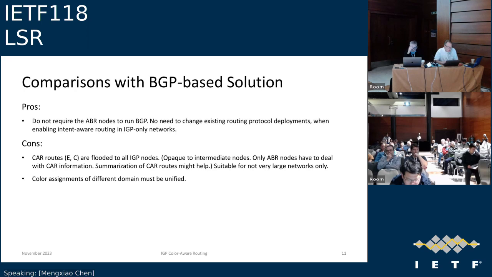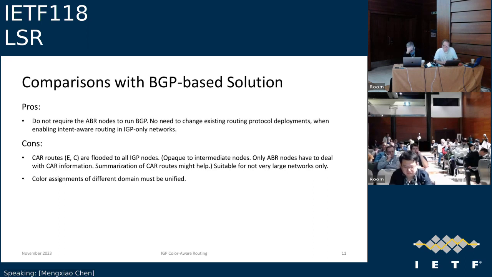Here are the comparisons with the BGP-based solution. The advantage is that IGP CAR does not require the ABR nodes to run BGP. When enabling intent-aware routing in IGP-only networks, there is no need to change existing deployments. One disadvantage is that CAR routes are flooded to all IGP nodes, although they are opaque to intermediate nodes and only processed by ABR nodes, and summarization of CAR routes might help.